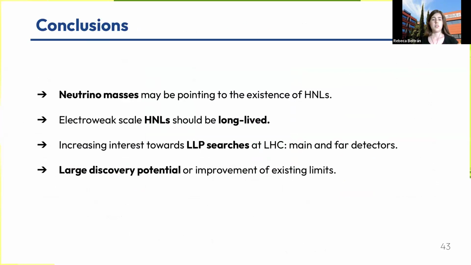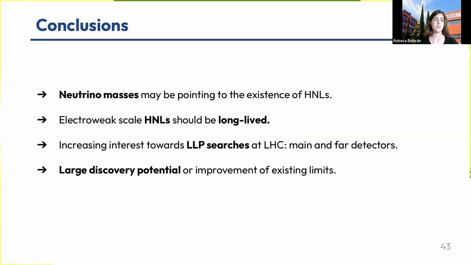So as I said at the beginning, neutrino masses cannot be explained within the standard model. So this might suggest the existence of heavy neutral leptons. And if these exist and they are at the electroweak scale, they are expected to be long-lived. So they are prime candidates for detection through LLP searches in these collider experiments.